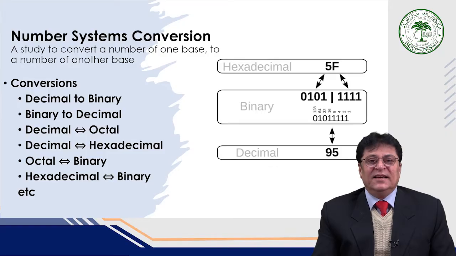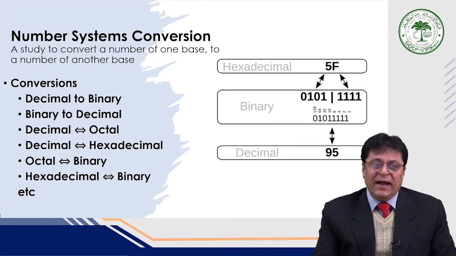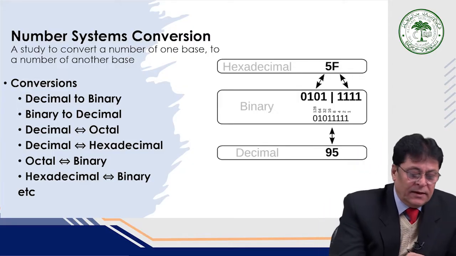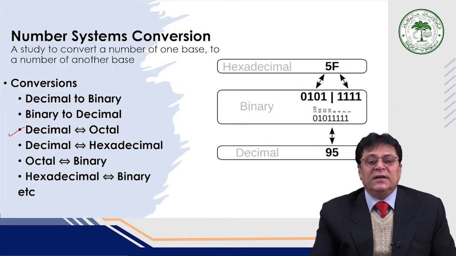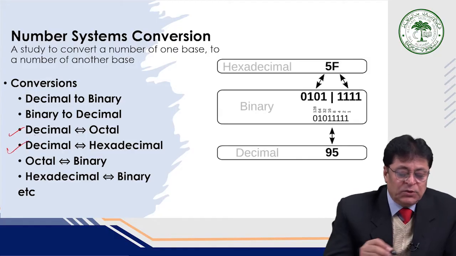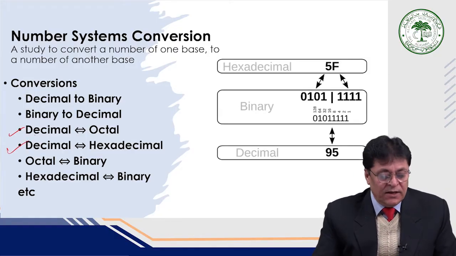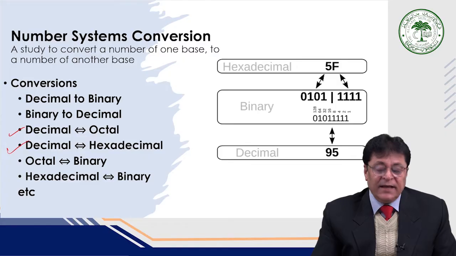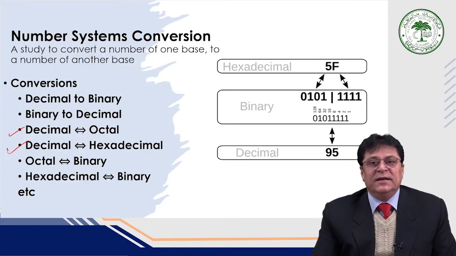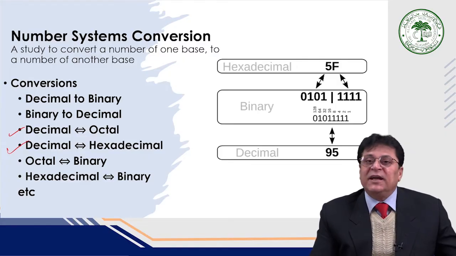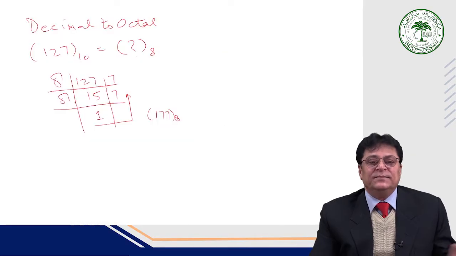Hello learners. In the last lecture, I was discussing number system conversion. We had discussed decimal to binary and binary to decimal conversion. Now, we move ahead with decimal to octal, then decimal to hexadecimal and vice versa, octal to binary and hexadecimal to binary number conversion. So, let us check it one by one and see how it is done.